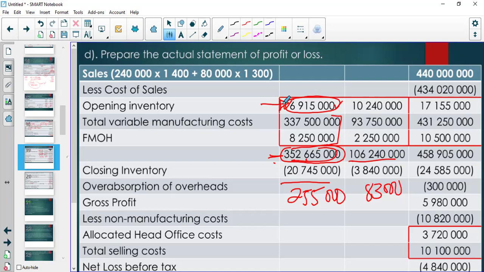But technically, that's not what FIFO is about. But I will say that is what it is about because that's how the lecturers teach it. That's how it's presented in the examinations, right?